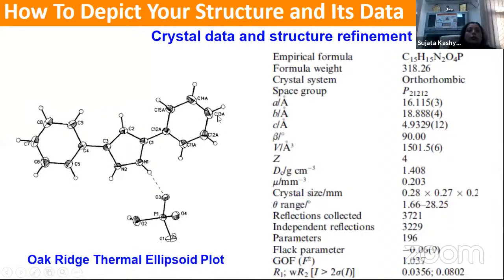This is the structure I had drawn with the help of Diamond software, and these are the structure refinement parameters which I had taken from the CIF file. As I have already told you, CIF is the crystallographic information file, and that file compiles all the information, and we will get each and every piece of information from there. We can get the empirical formula, formula weight, crystal system, type of space group. I will show you each and everything. Just wait. I will show how we can write and make a table for structure refinement parameters.